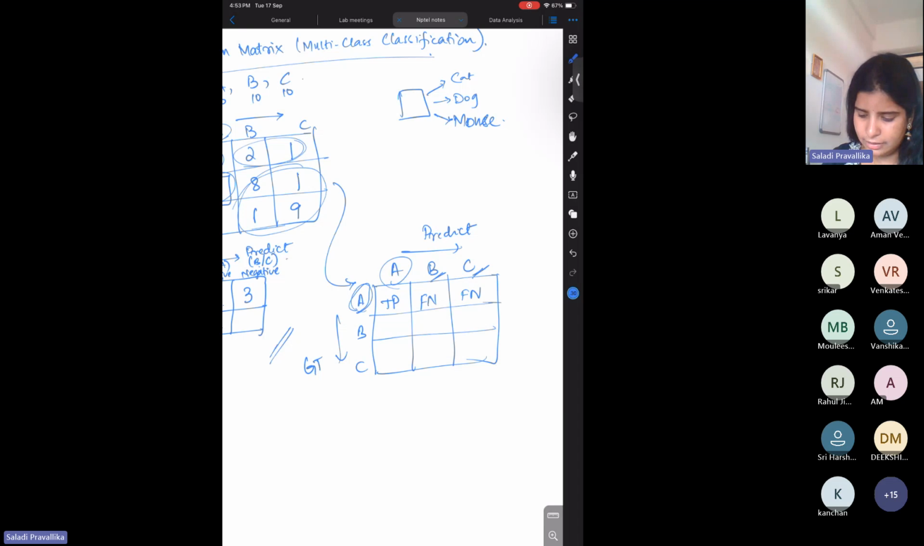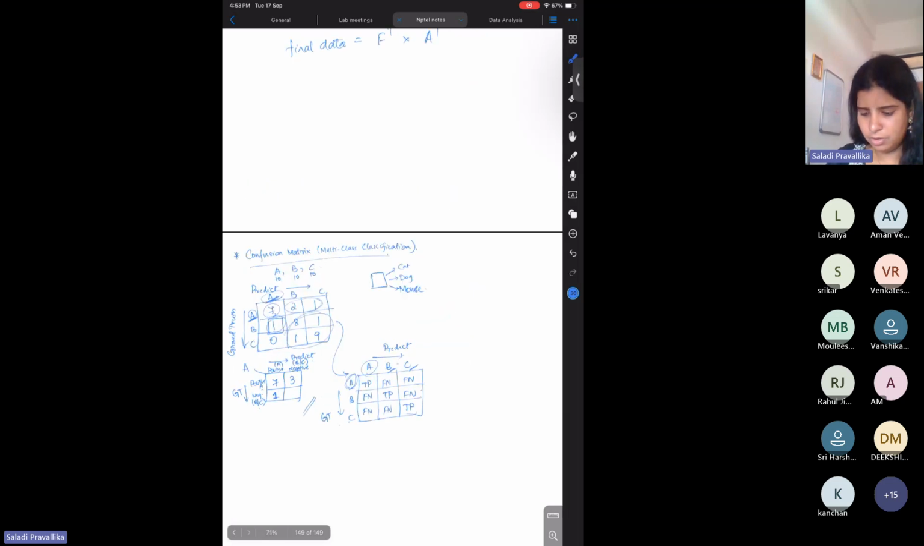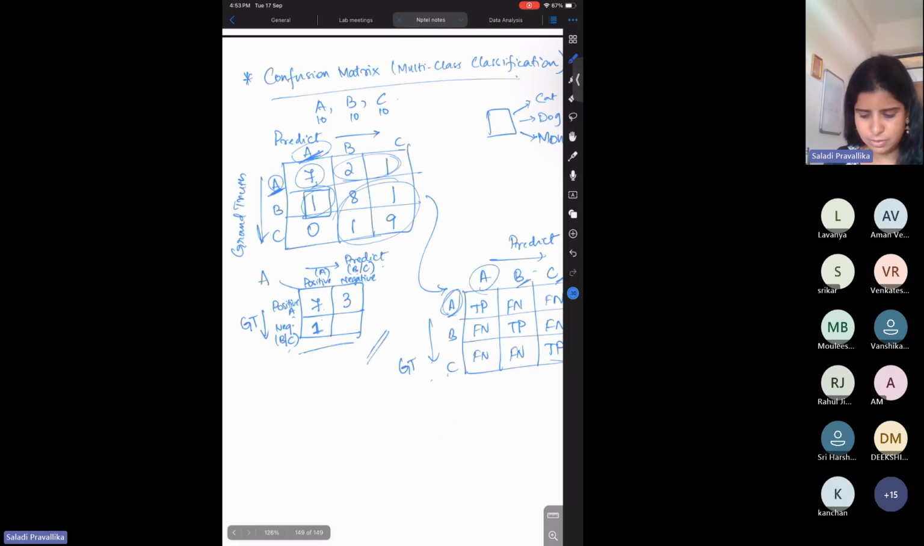This one is a true positive for B and B, and this one is a true positive for C and C. All the others are false negatives only. That is the overall confusion matrix that you can write. But in case you want it class specific, then you can write it this way.